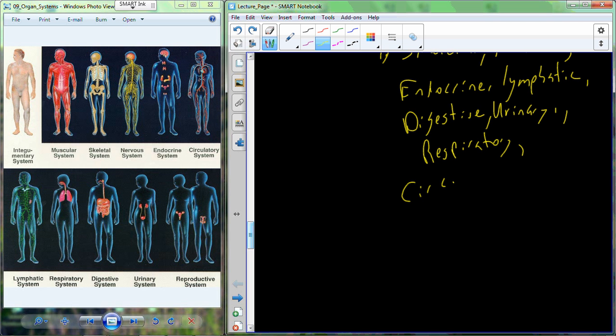Circulatory, that's how we move blood around the organism, and it includes both the cardiac portion and the hematological portion, the cardiovascular portion, which is the part of the vein and then the vessels, and then the hematological portion, which is the blood. The integumentary system.